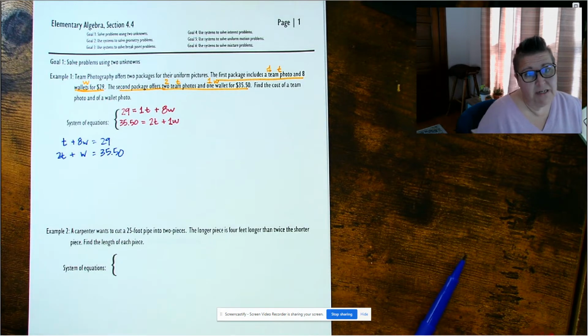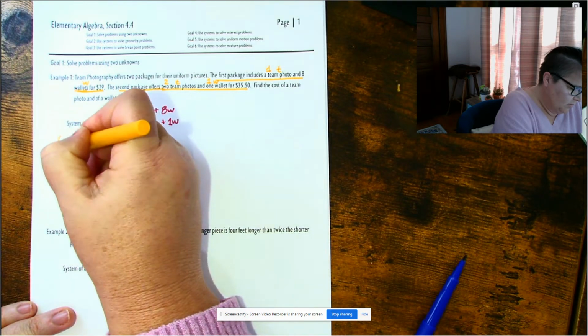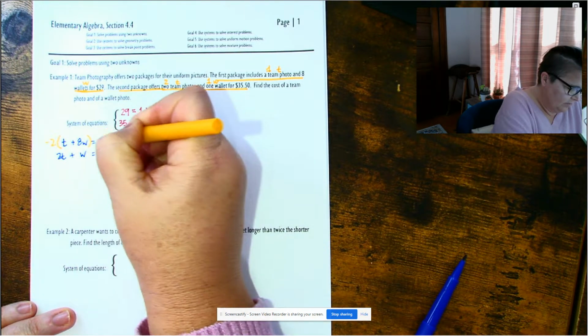So I'm going to go ahead and use elimination. And to use elimination, I'm going to multiply the top equation by a -2.